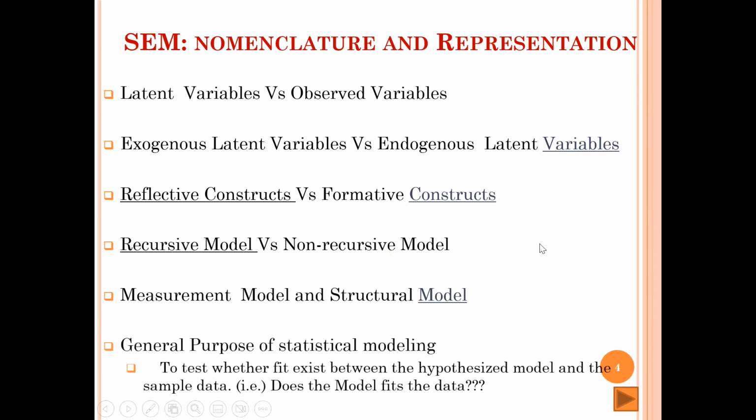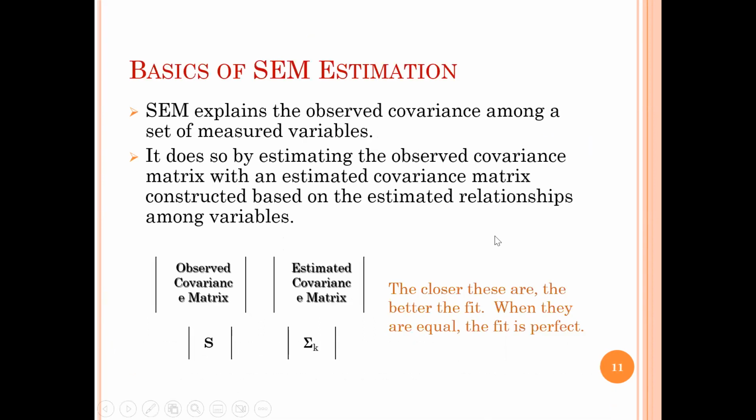Now, what do you do in an ACM? Because it is talking about modeling, what is the purpose of the statistical modeling? In case of ACM, we are trying to find out whether there is a fit between the hypothesized model and the data, whether the model fits the data or not. And how do you estimate that? You estimate that through the observed covariance matrix and the estimated covariance matrix. You try to find out how close they are. The closer they are, the better the fit. And if exactly equal, then the fit is perfect, which is never possible.